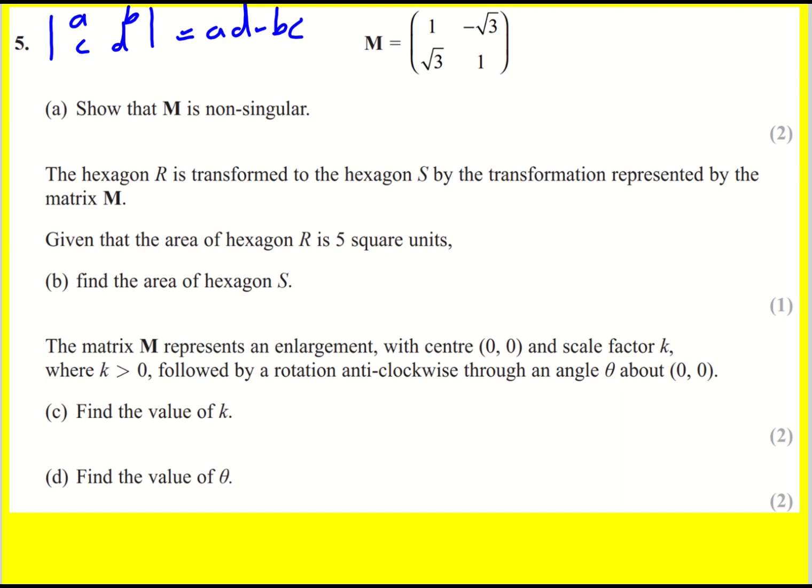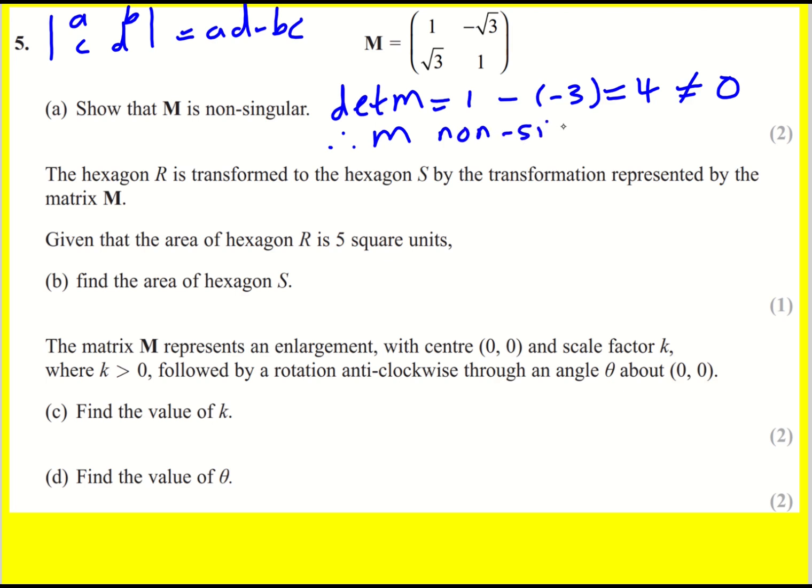elsewhere as well. So for us, we're going to get the determinant of M is equal to 1 times 1 minus root 3 times root 3. That's going to be minus 3. So we're going to get 4. Not equal to 0. Make sure you say that. Therefore, M is non-singular. Good.